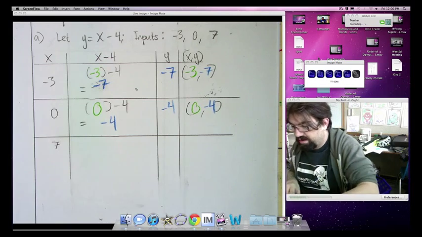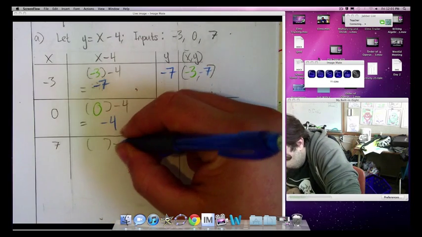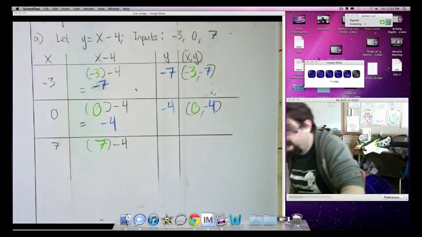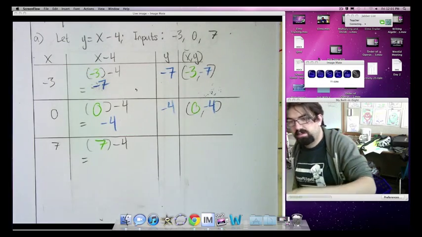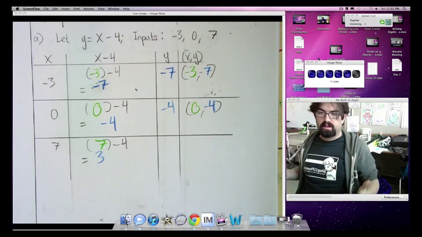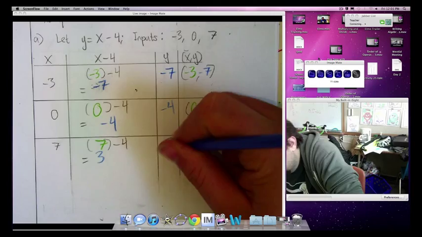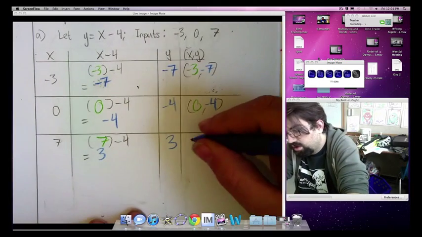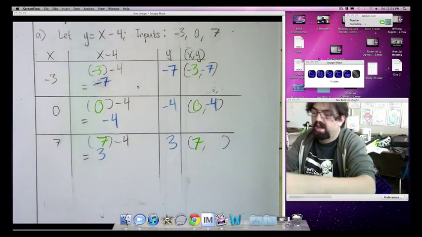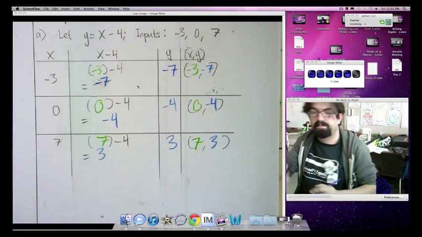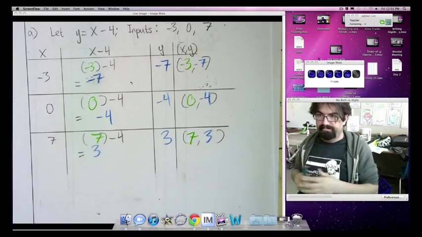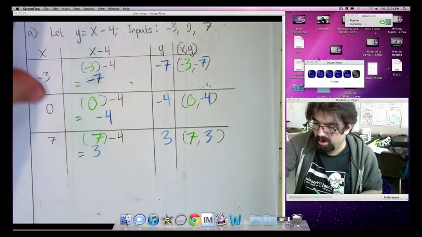Okay, next one, plugging in 7. Here we go. Parentheses, because I'm plugging in 7. I know from back in the day when I used to watch Sesame Street that 7 minus 4 is 3. Cool. My output is 3. Bam. I plugged in 7. I got 3 back. Perfect. So that's it. These are my answers. That's all we're doing. That's letter A. Part B. Here we go.